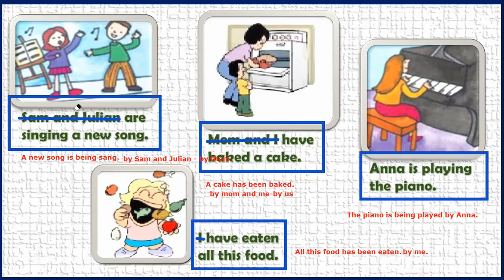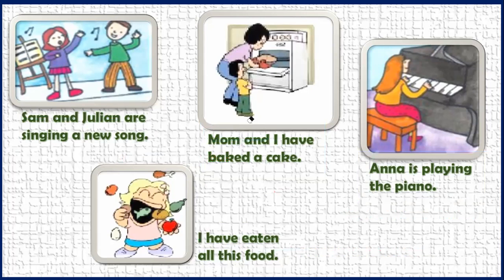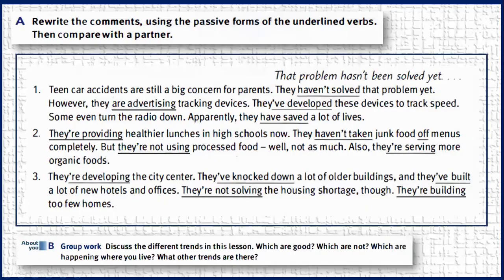Okay, guys. Now, let's move on to the book. In the book we have more exercises with passive voice. We're going to complete the sentences. We're going to change the underlined expressions, the underlined verbs. We have 3 statements, 3 situations, and we're going to have 3 minutes to solve this exercise. Let's do it.